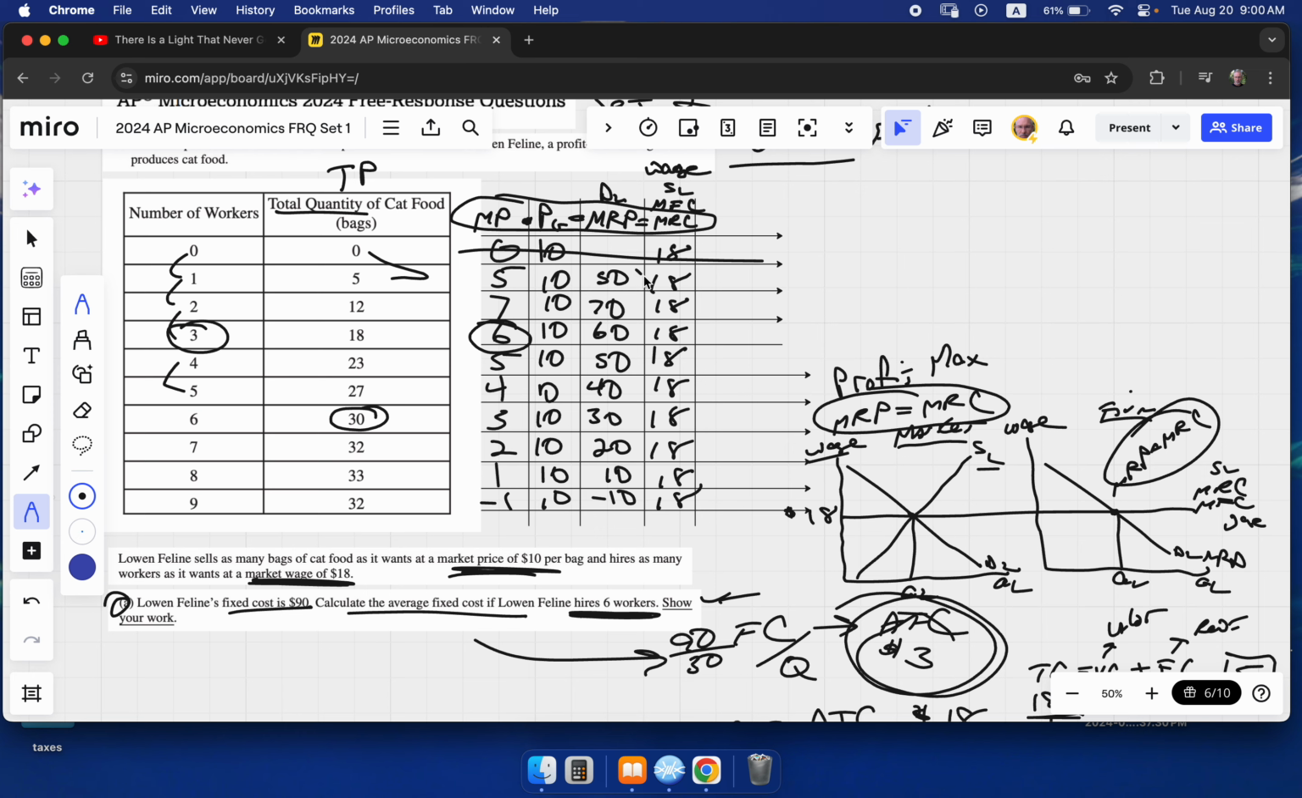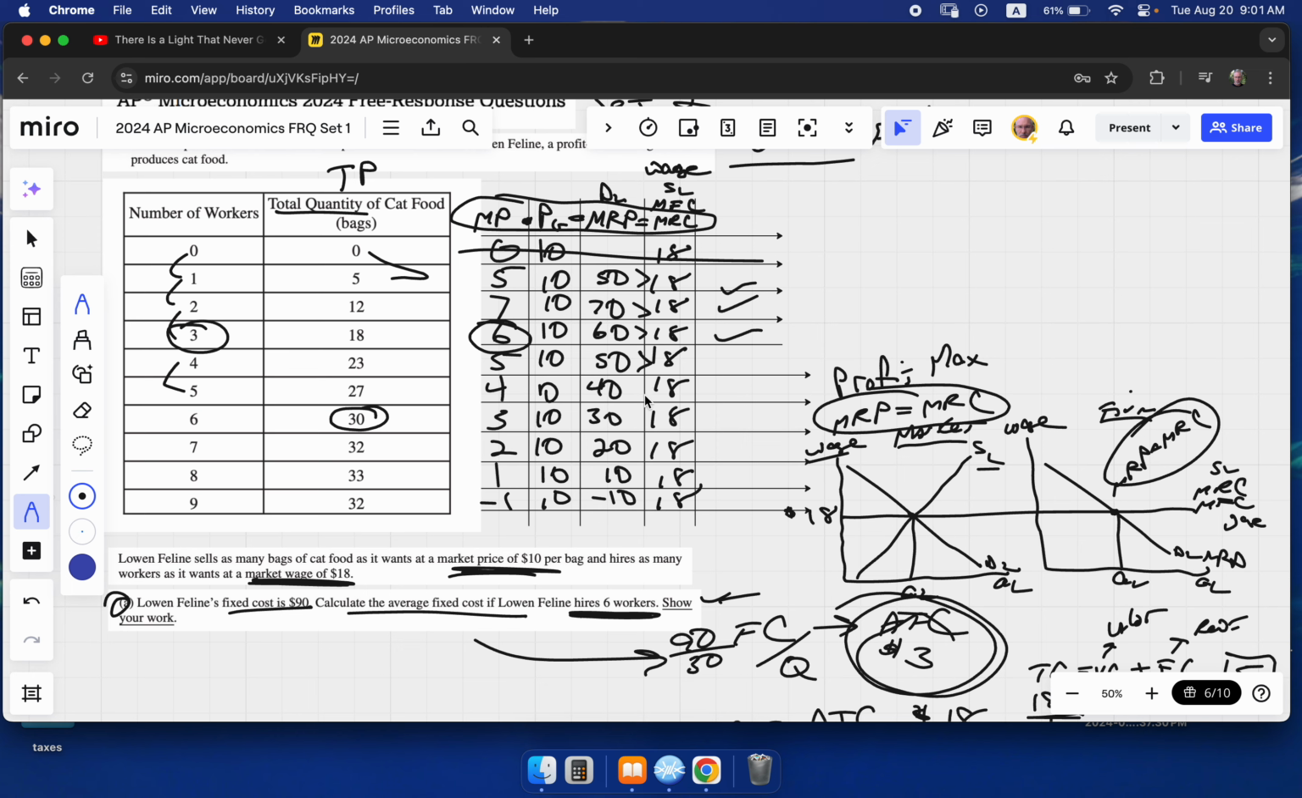Recognize as long as MRP is greater than MRC, you keep hiring. This guy brings $50 into my company. I only pay him $18. I'm definitely going to hire him. This guy brings $70 into my company. I only pay him $18. I'm hiring that guy. This pays $60.